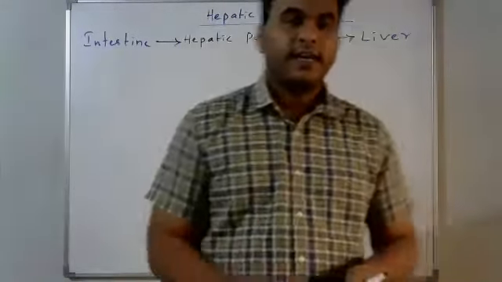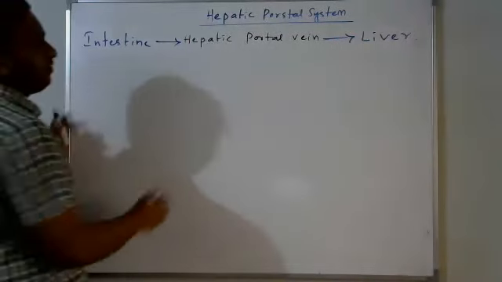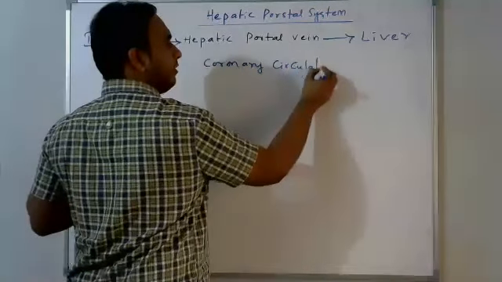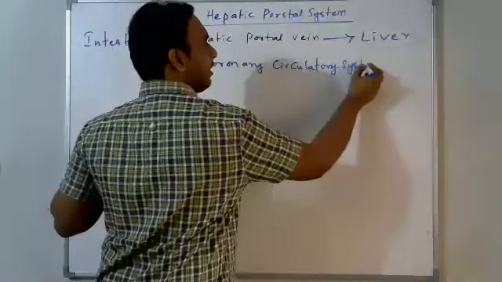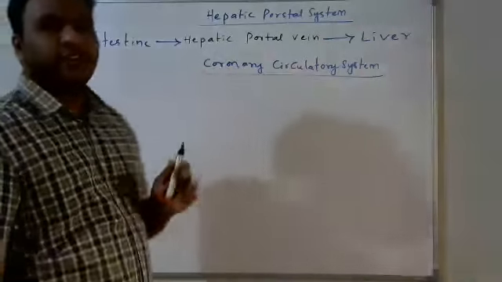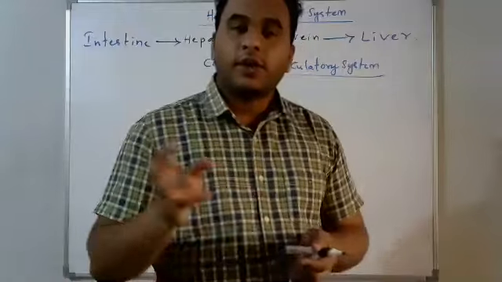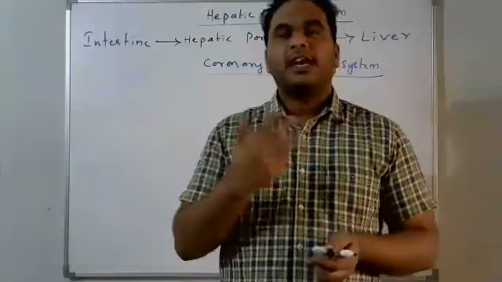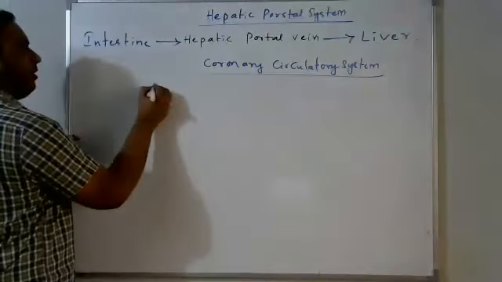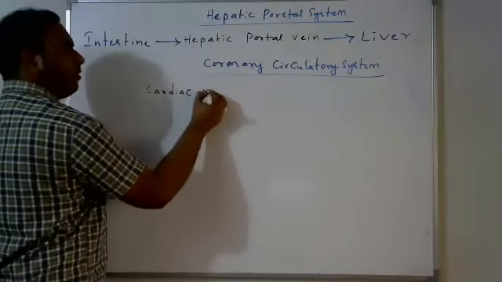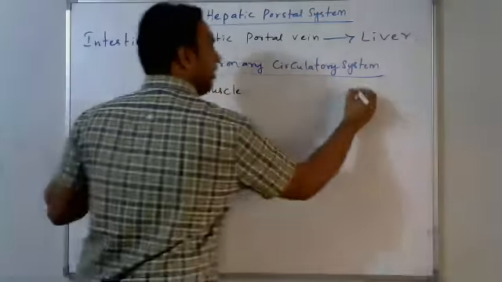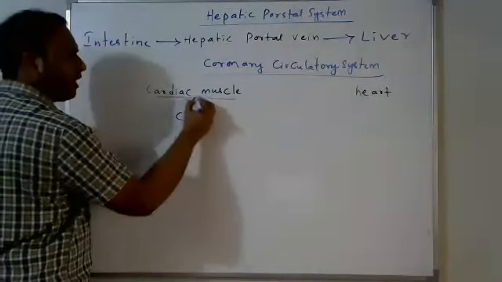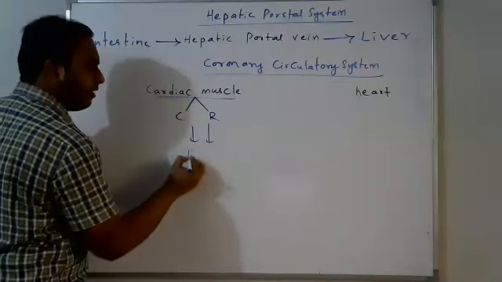Next, one more system, the coronary circulatory system. Coronary circulatory system means it is a system of coronary vessels to and from the cardiac muscle. Cardiac muscle, heart. Because if the cardiac muscle undergoes contraction and relaxation, it results in heartbeat.